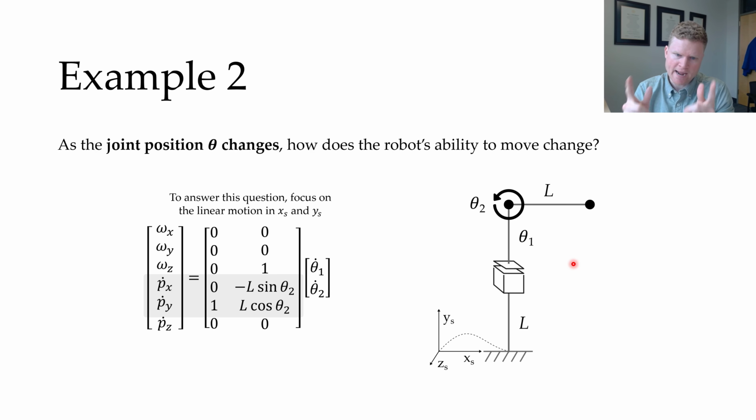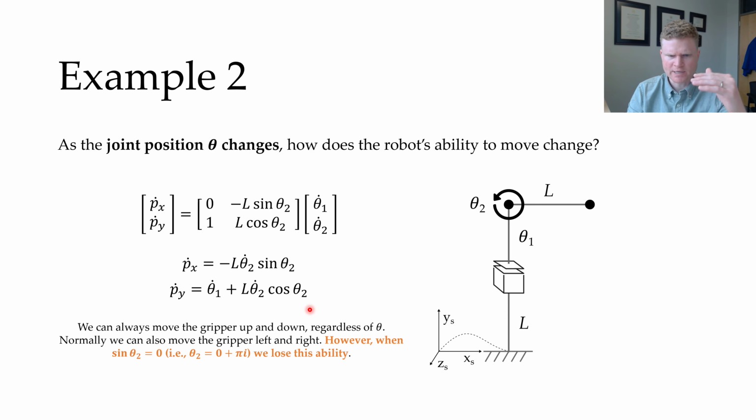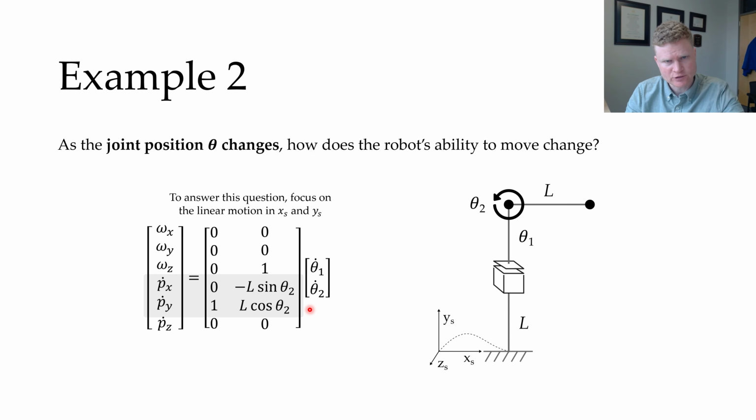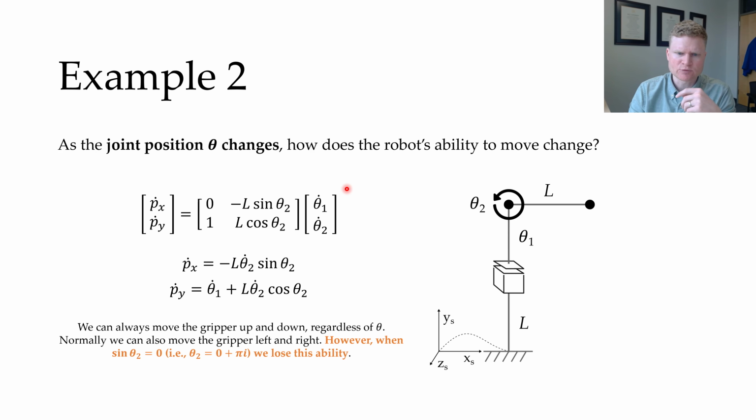Well, in order to answer this question, I want to focus on the linear motion in the x and y axes. So I'm going to be looking at px dot and py dot. That's going to correspond to the fourth and fifth rows of my Jacobian matrix. So I want to isolate those. Again, I haven't really changed anything. I'm just looking at those two specific rows of my Jacobian, and that's what I have right here.